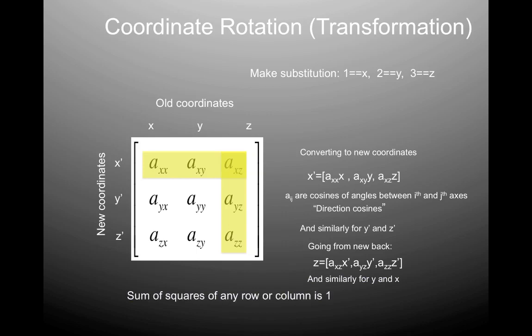Important in this transformation matrix, as a collection of direction cosines, is that the sum of squares of any row or column has to be 1. And in general, the primed coordinates are gotten by multiplying A times the original vector. And the original vector can be obtained by multiplying the transpose of this A matrix times the primed coordinates.